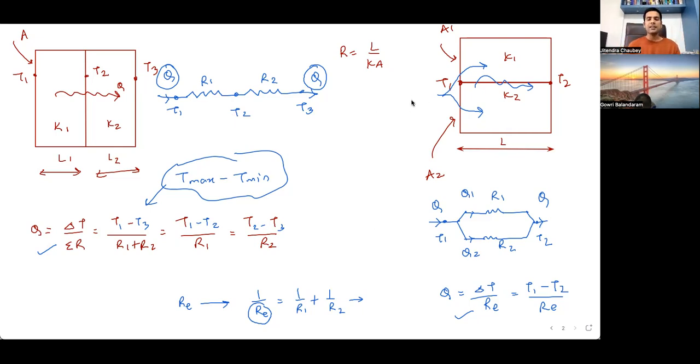But you will not have such simple numericals in an exam. What you will have, or what I can see in your paper, is a combination of series and parallel.